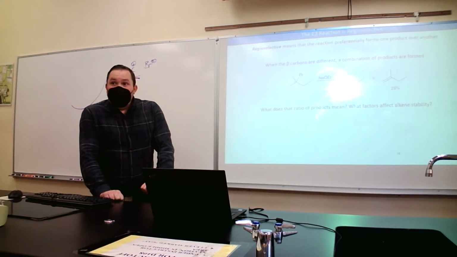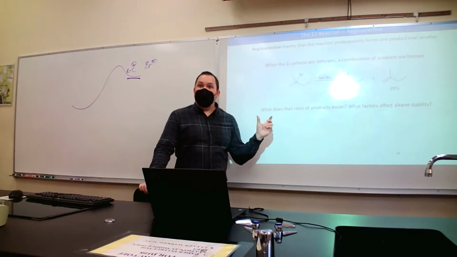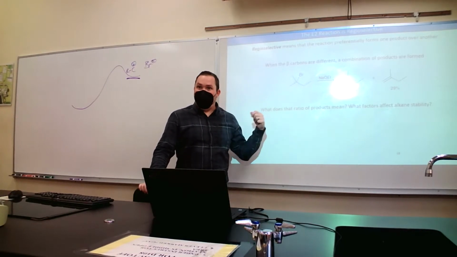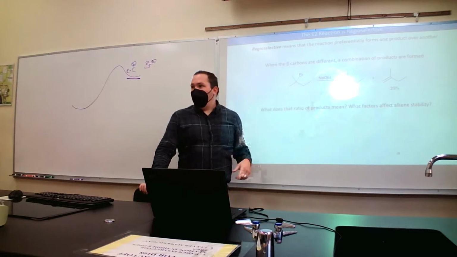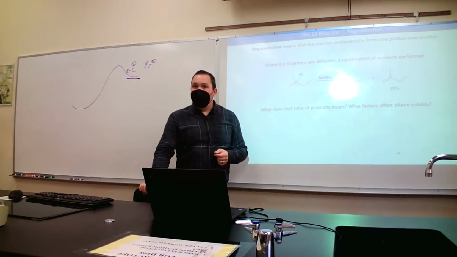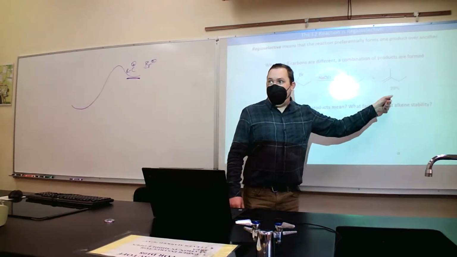You're close. It turns out that the same way that carbocations are more stable the more carbons you have around it, alkenes are more stable the more substituted they are as well. So when in doubt, you want to make the more substituted alkene.